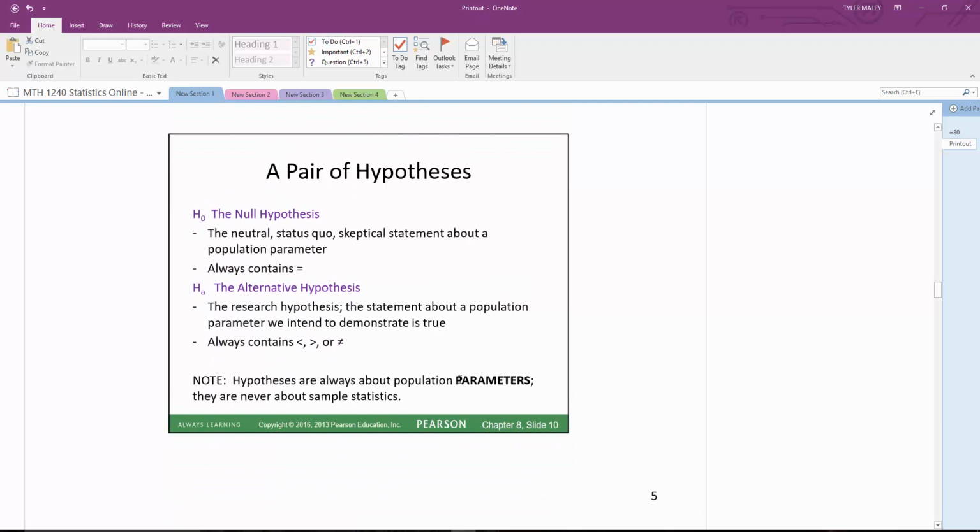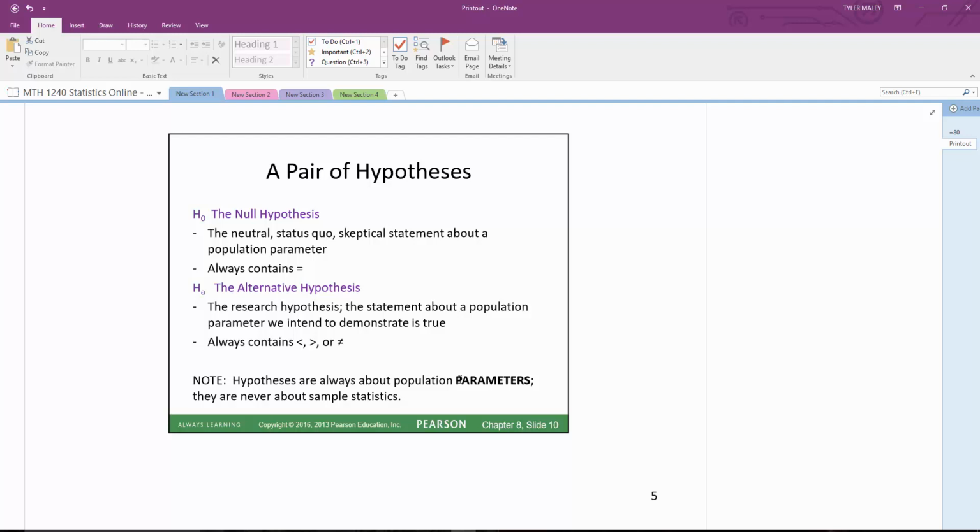As I mentioned before, we're going to have 2 hypotheses, right? So these are a pair of hypotheses. We're going to have what's called a null hypothesis, and you can see how it's shown there. The null hypothesis is shown as H naught. And it's important to note that the null hypothesis is going to be my neutral, my status quo, my skeptical statement about a population parameter, right? And since this is such, it will always contain equals, right?